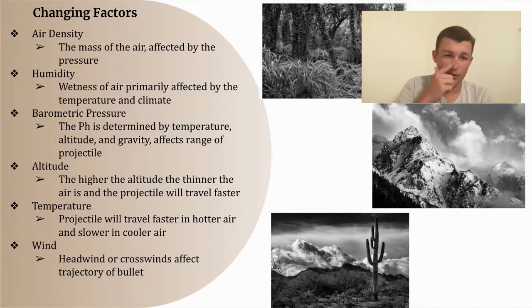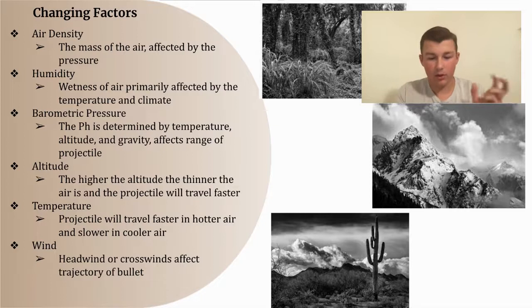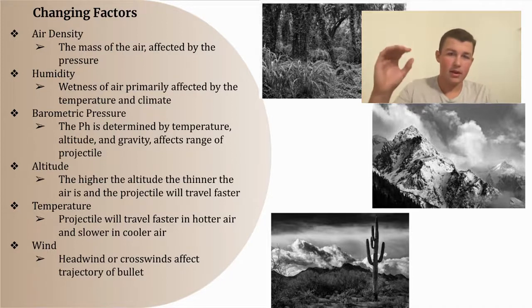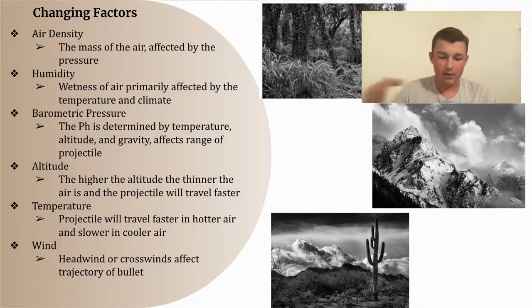The barometric pressure is similar to the altitude, but it is calculated by gravity, altitude, and temperature. So it's kind of the bottom two combined. They all affect the pressure, and the more pressure there is, the more compact and harder the air molecules are, and so it's harder for the bullet to break through the air when there's higher pressure. Altitude is very similar. The higher the altitude, the thinner the air, so the bullet's going to travel faster, and the thicker the air is, the bullet's going to travel slower.